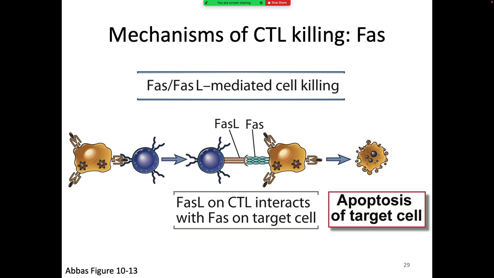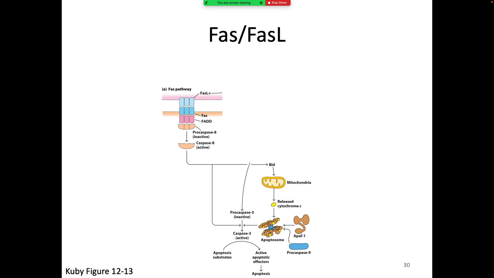And so when you saw that little tiny T cell interacting with that big cancer cell, one thing that could have been happening is that Fas ligand on the surface of that T cell was interacting with Fas on the surface of that tumor cell. When this cell, or any cell, gets a signal through Fas, we see a signaling cascade get turned on.